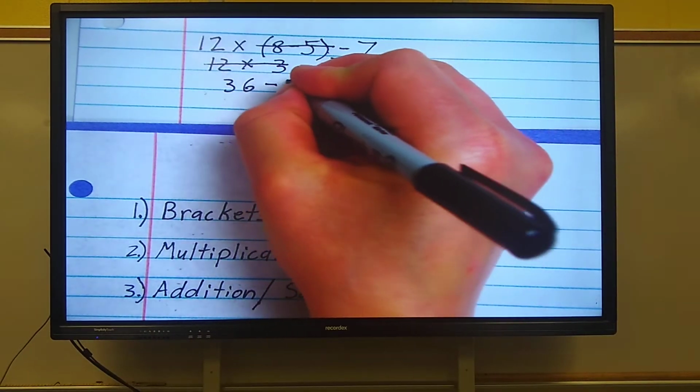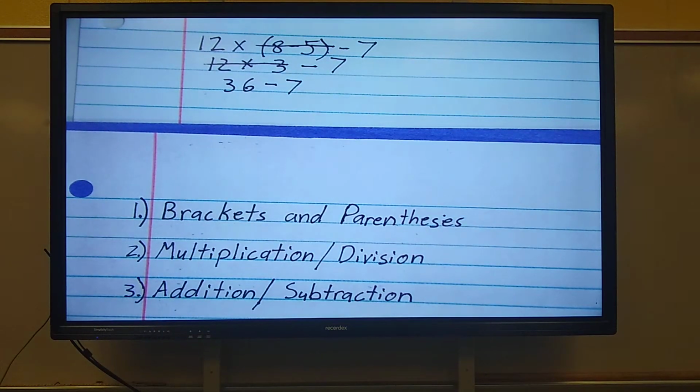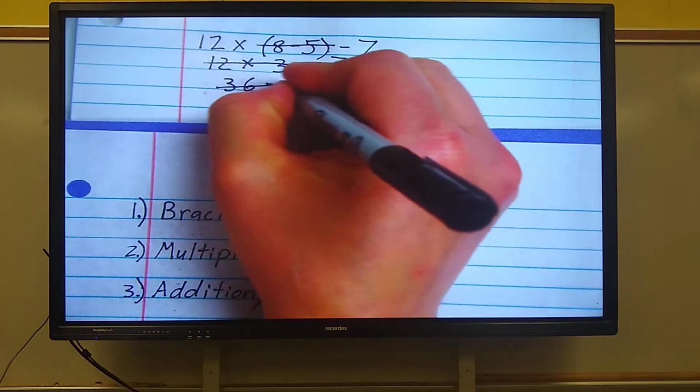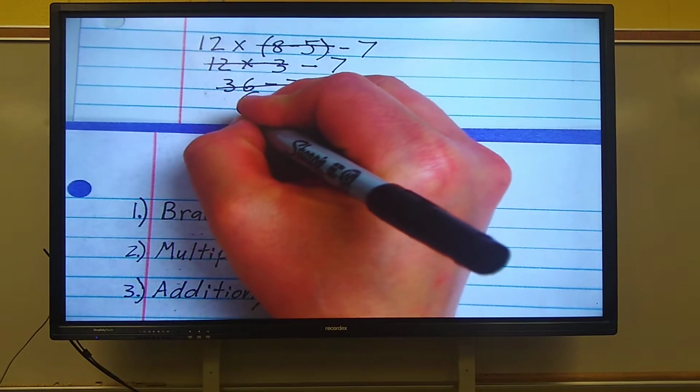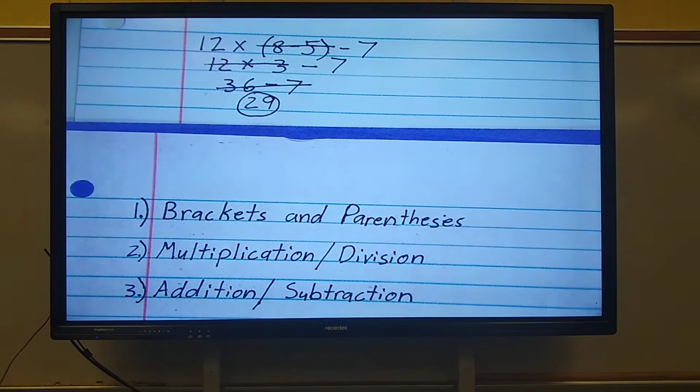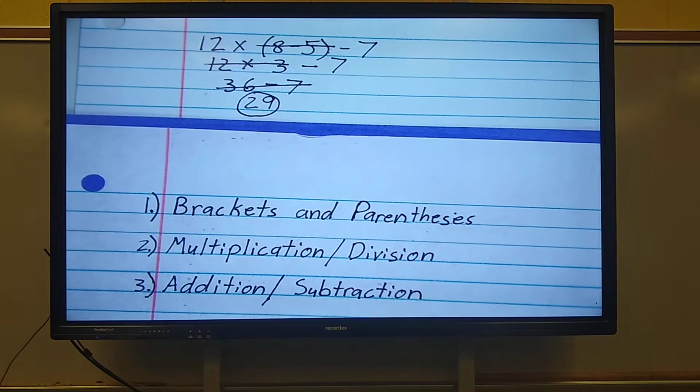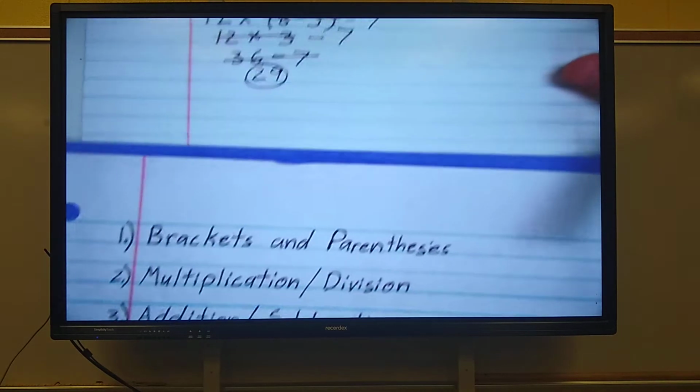Bring down the rest of the problem. And there's really only one thing left to do, the subtraction. So 36 minus 7, that is, of course, 29. And that is my answer. Notice how I do one thing at a time so I don't get confused. Look at your work. If you did not get 29, you missed it, see where you made your mistake. All right, the next problem.